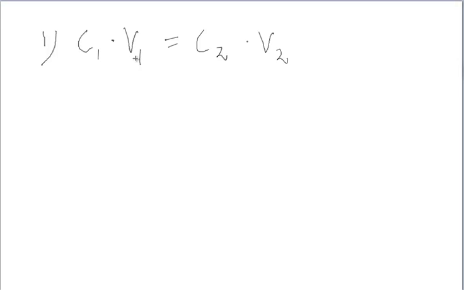Where C stands for concentration and V for the volume, and C1 is the concentration of the stock solution that you have. V1 equals the amount you have to take from the stock solution. C2 is the concentration that you want for your solution, your buffer, and V2 is the volume you want to have.